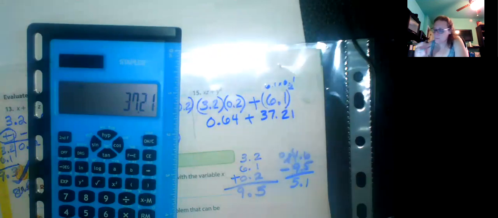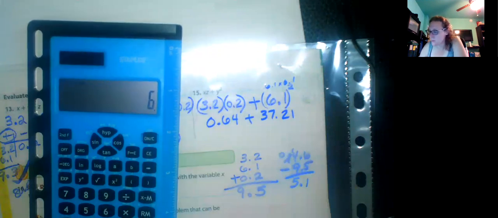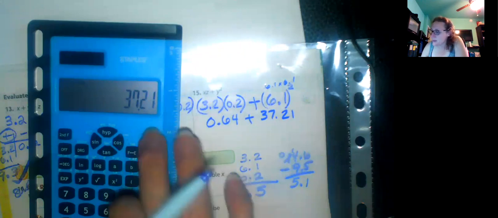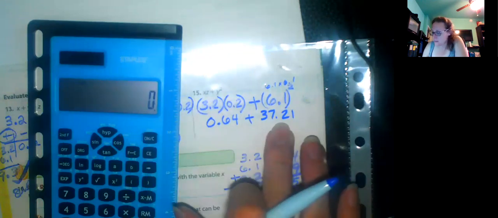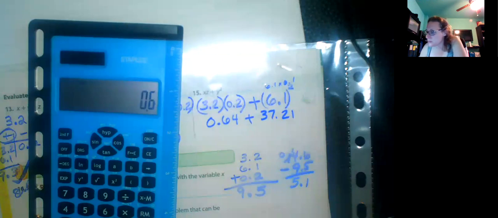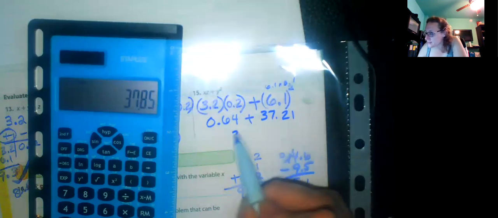So 6.1 times 6.1, we get 37.21. Now, if you have a squared button, see how I have this squared button on my calculator? I could go 6.1, press that squared button, and it gives me that same answer. So either way. Then it's just telling me to add. So 0.64 plus 37.21, and we get 37.85 as our final answer.